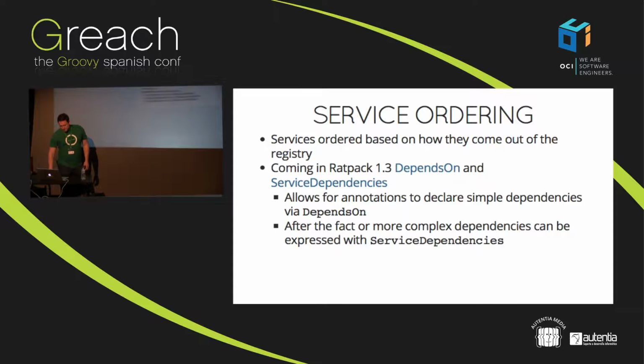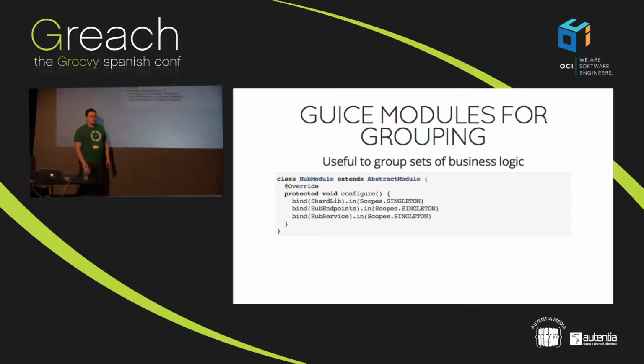So I've talked a little bit about Guice. Guice is like the default registry backing. You can also use Spring if you're going to do Spring Boot with Ratpack, and that's possible. But most of the time, we just end up using Guice. And so what we'll do is we'll create these abstract modules, and it's just a Guice module, and then we'll group. You'll see we have a service, a library, and endpoints. And the endpoints is the chain that we talked about before.